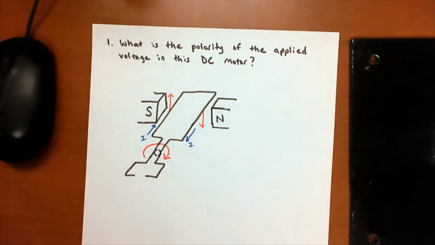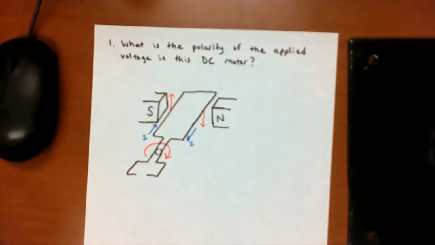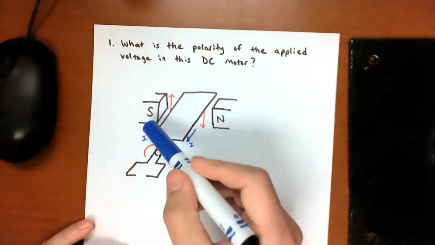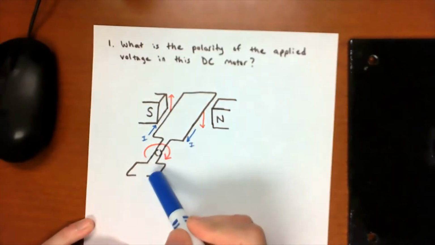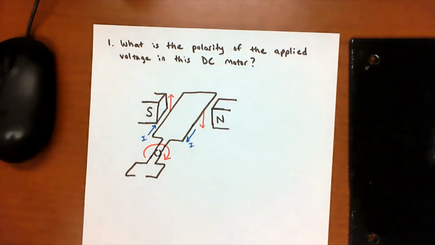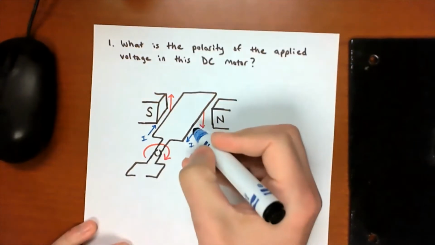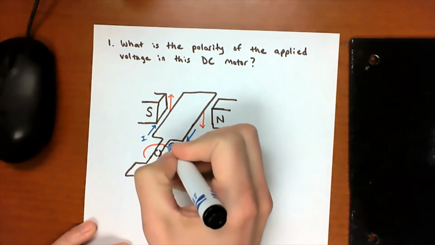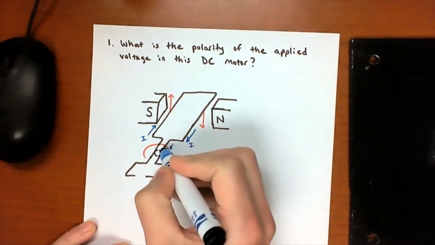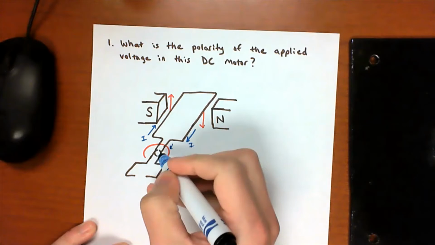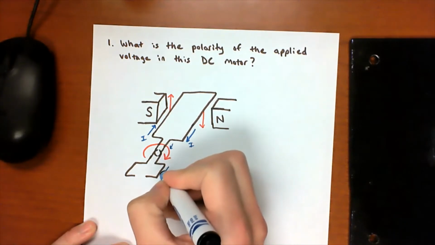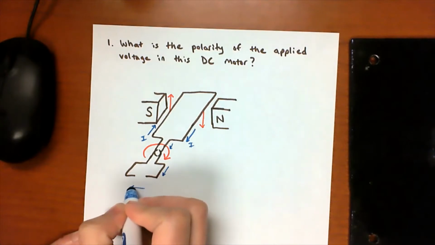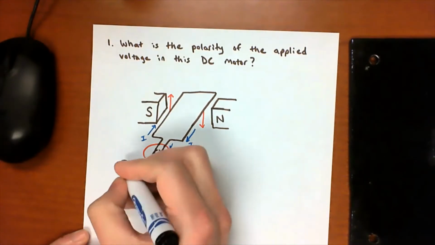So there's my current flow, and that helps me answer this question because I know that the current is only going to flow if we have a complete loop, if we have a circuit. So I know that the current is going through this side of the armature out of the page, and then it's going to be going down like this through the split ring commutator, and then down like this, and then it's going to be going from right to left. So the current must be going like that, and then completing the circuit.